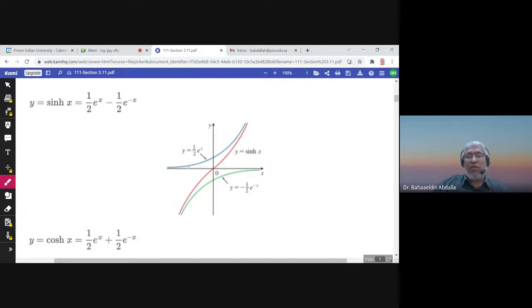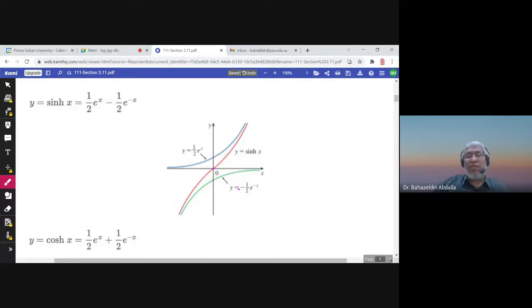So this is the graph of half e to the x, you know, the graph of the exponential function. And if you multiply by negative, the same graph reflected about the x-axis would be the green one. And if you add these two, half e to the x and negative half e to the negative x, for example, this point here at 0, we will have half, and here at 0, negative half. If you add half and negative half, you get 0. So the curve in red would be the graph of sinh x.